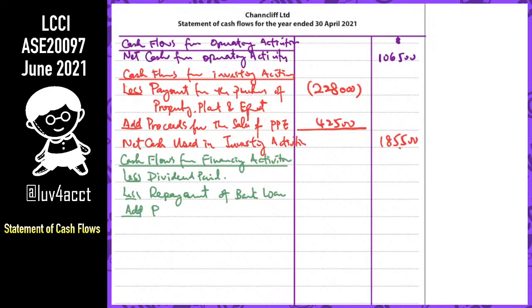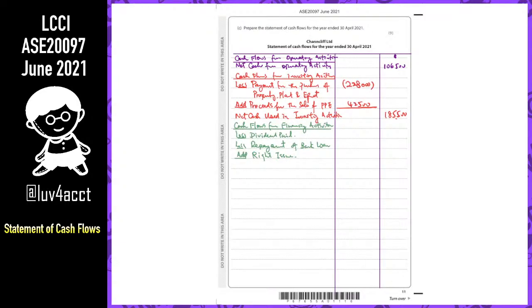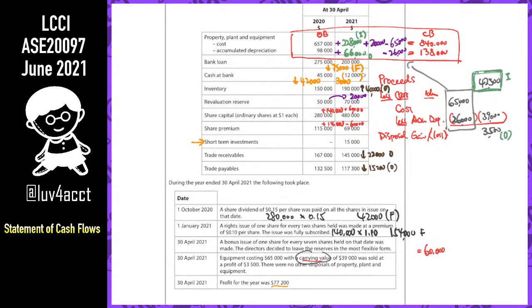Add the rights issue, or you can say proceeds from the rights issue. Do we still have anything else? We will see. Okay, go back to the question part. Bank loan, yes, it is. So 42,000 for the dividend, and then bank loan 75, and then the rights issue 145. Anything else? I guess no.